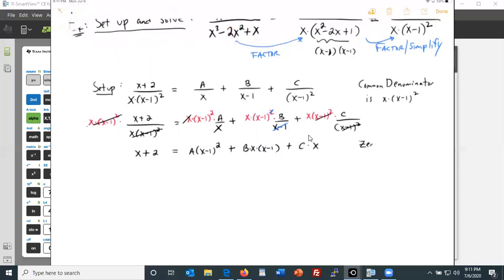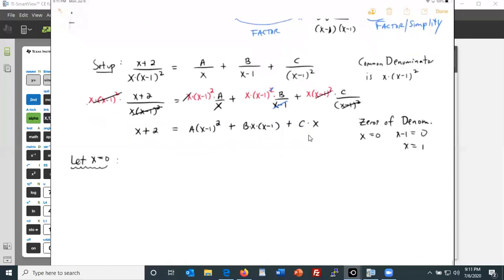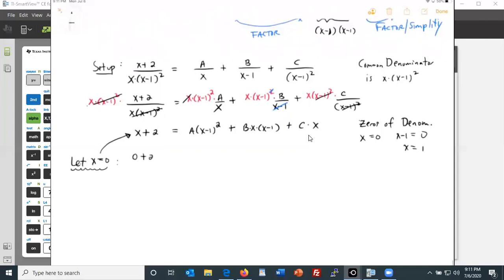So the zeros next, the zeros are the denominator. The denominator has a factor of x and x minus 1. So you set those to 0, and you get x equals 0 and x equals 1. Now we're going to let x equals 0 first. Remember, this is where you substitute into this step here. So we get 0 plus 2 equals a times 0 minus 1 squared plus b times 0 times 0 minus 1 plus c times 0.